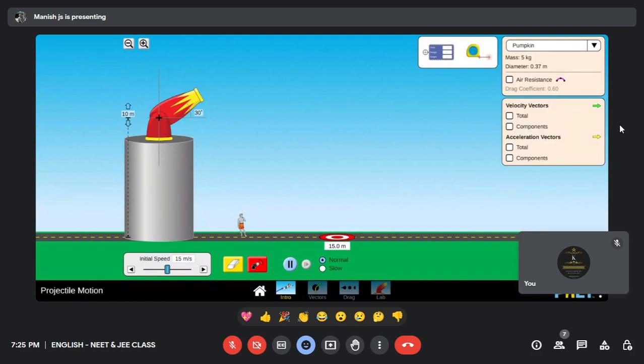Now you can see the cannon is not placed at ground level. It is placed at a certain height, on a pedestal or a cylindrical block. And you can see the angle of projection is 30 degrees, right? With respect to the horizontal plane, it's making an angle of 30 degrees. Now I can even change that if I want.